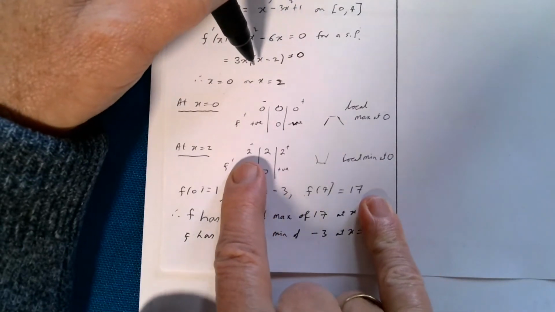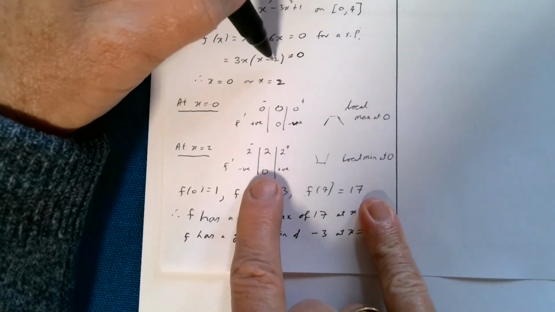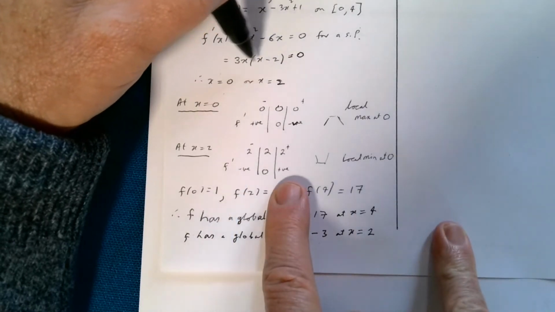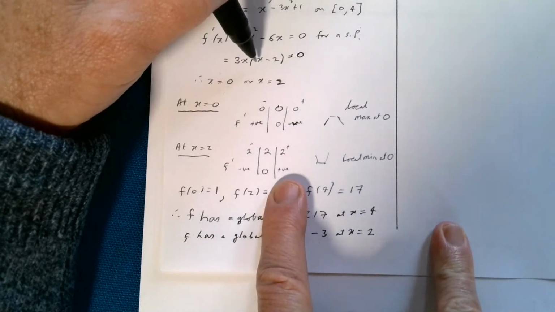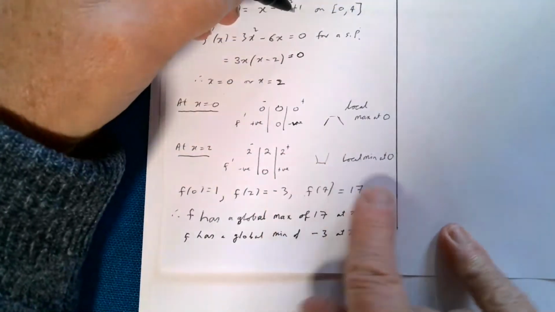A little bit less than 2, put 1 in, you'll get negative. At 2 it's 0, put a number a bit bigger than 2 in, you'll get positive. So this is going negative, 0, positive, so I have a local min at x is 2.